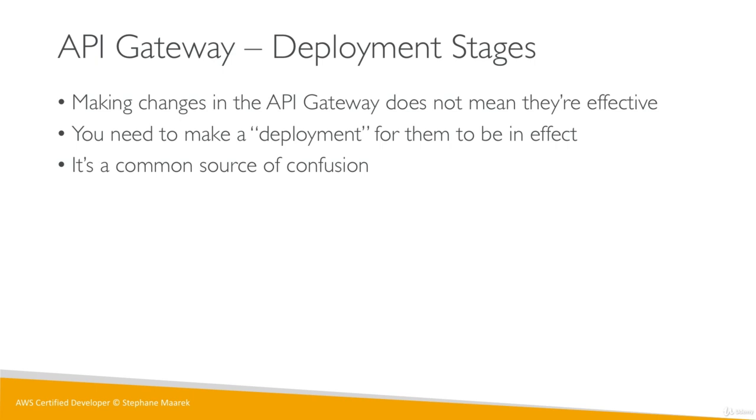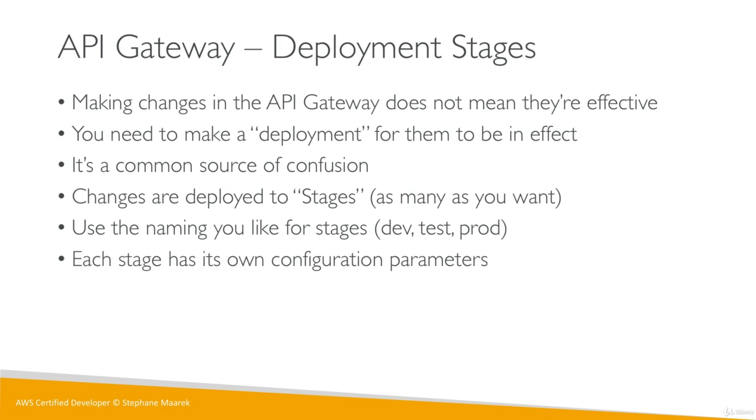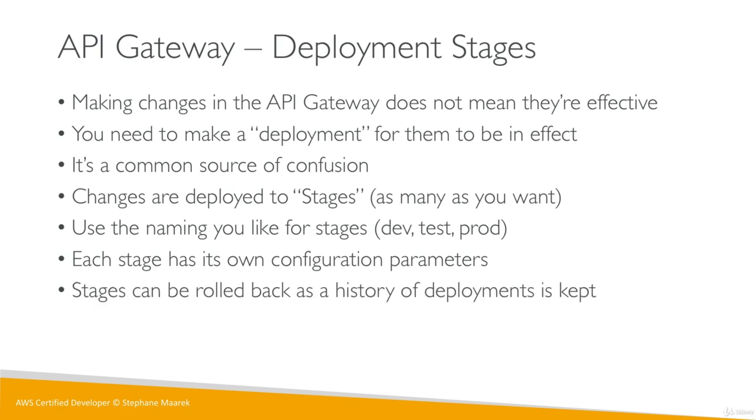quite a bit. Now, when we deploy a change, we deploy these changes to what are called stages, and we can have as many stages as we want, and we can use whatever naming we want for stages. So we could be dev, test, and prod, beta, whatever you want. Each stage will have its own configuration parameters. Each stage will be independent from one another, and the stages will have a history of all the deployments made to them, so you can roll back a deployment if it doesn't work out. Okay, so now we've seen we have dev, test, and prod as stages, and we can deploy to stages.